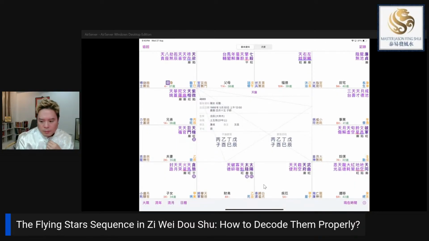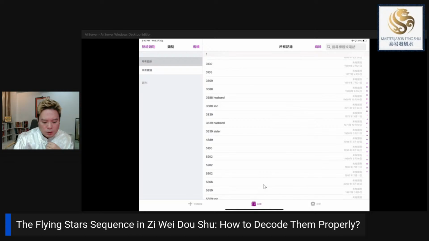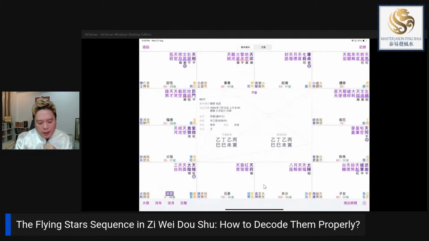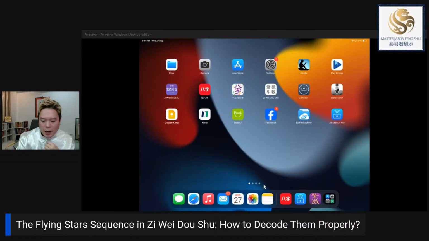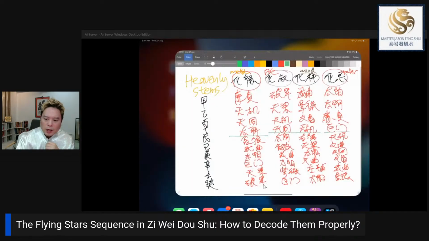So let me try to find another example. For example, this one is having 根陽冇音同. I believe I really need to go to the setting. Perhaps I will not use this app today. I will just draw it out for you to help you understand.